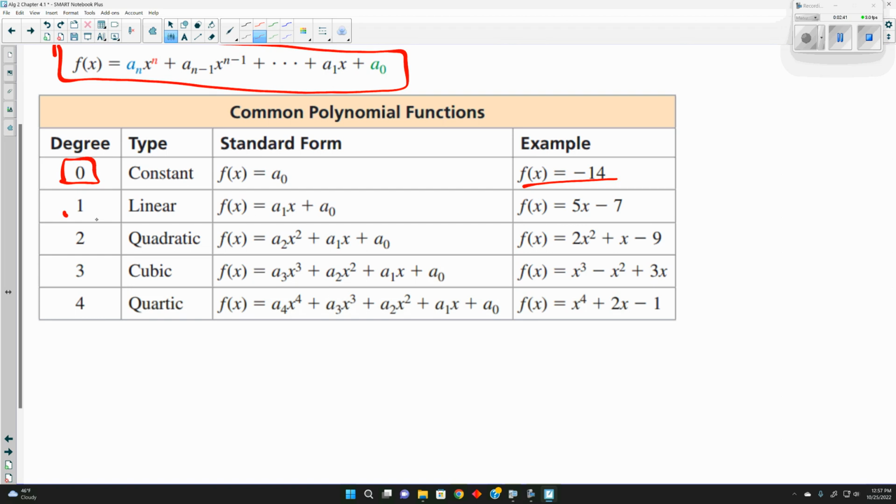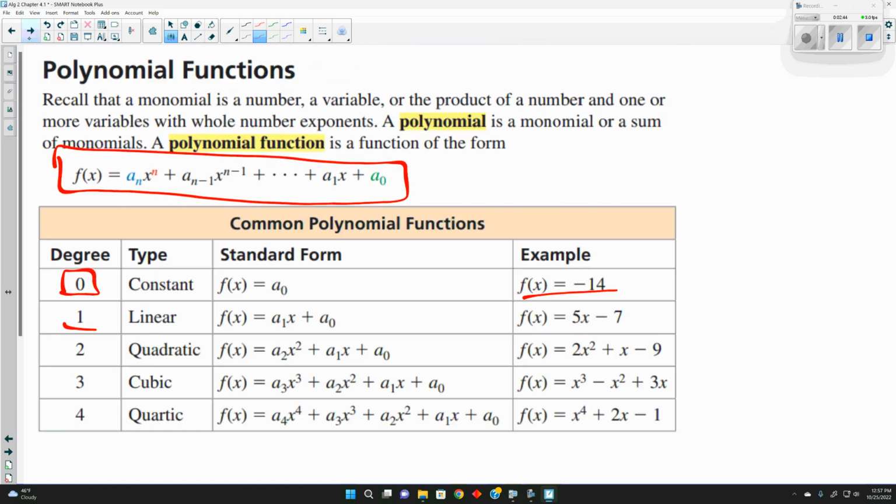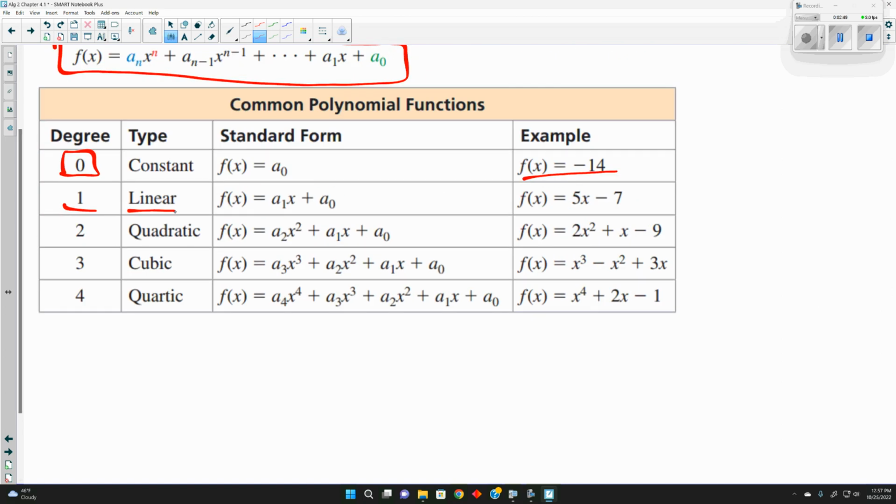Now, when we talk about having a degree 1, it's a linear function. Linear function, talking about an equation of a line. Degree 2 is a quadratic. That's what we covered last chapter. Quadratics are degree 2. Their biggest exponent is a 2. When the degree is 3, we call it a cubic because the biggest exponent is a 3. And the same thing with 4. Degree 4 is a quartic, and we have an example of these here. Questions on any of this so far? All right.